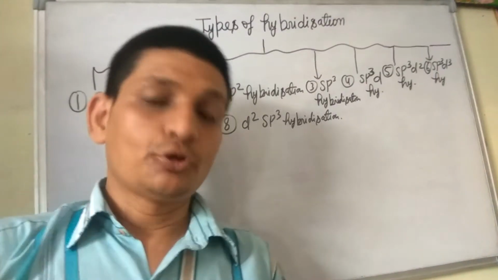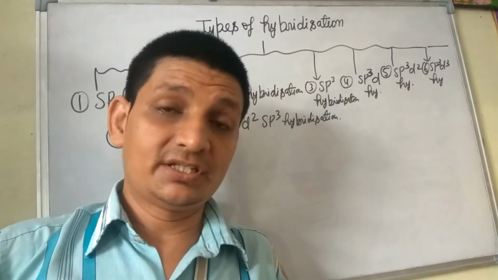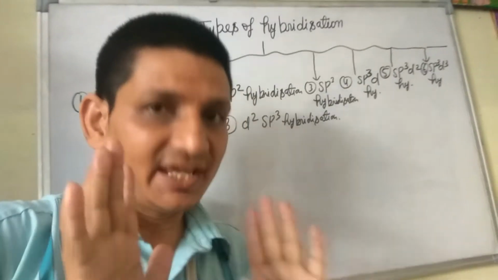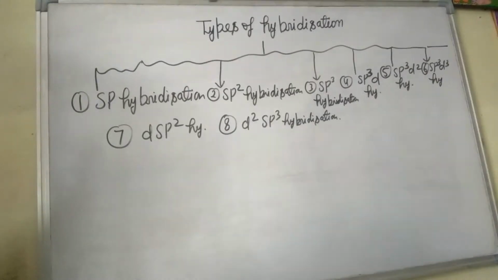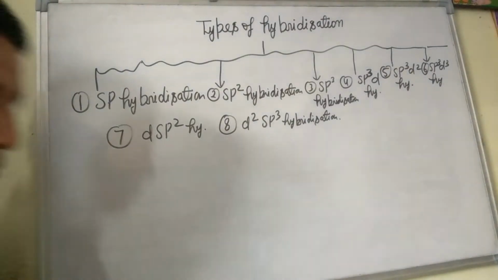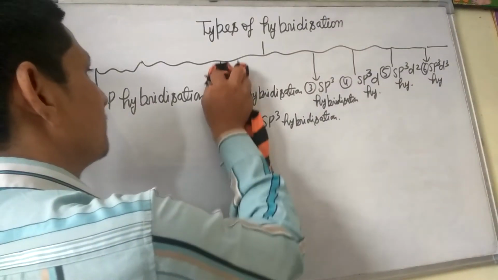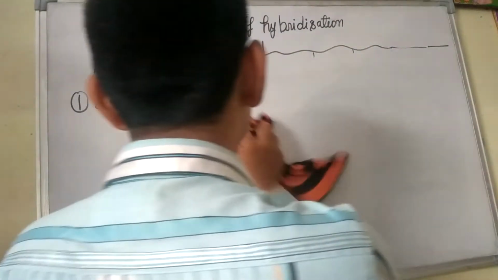So these are the types of hybridization. In this video, we will study each type of hybridization with examples. So first is sp hybridization. What is sp hybridization? Look here, the first topic is sp hybridization.